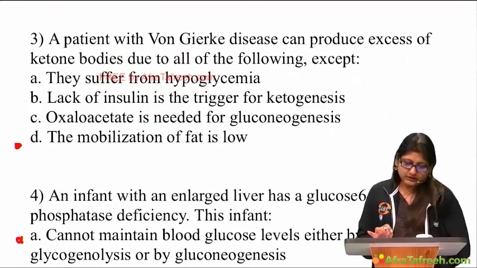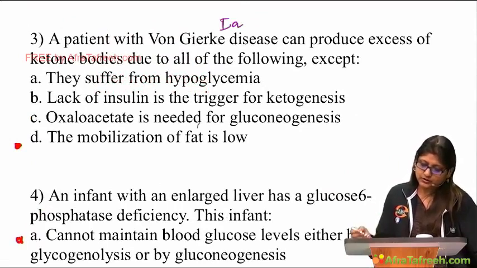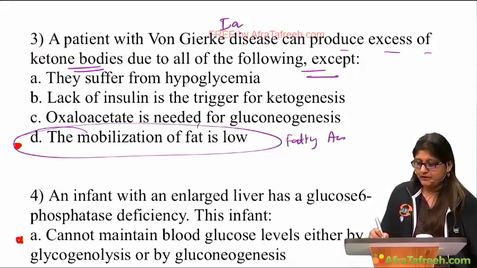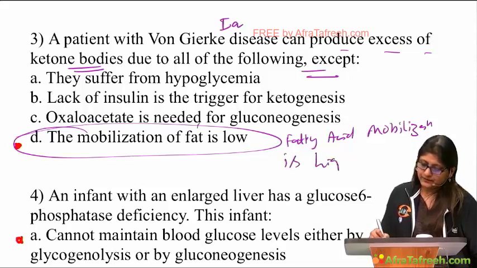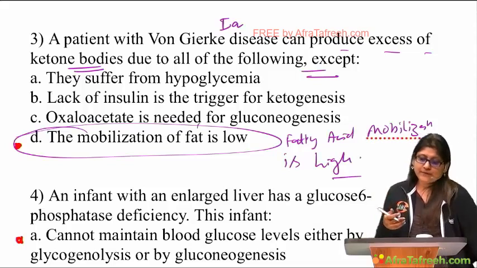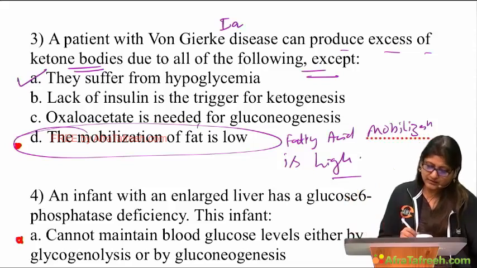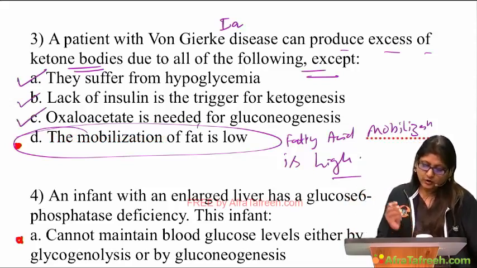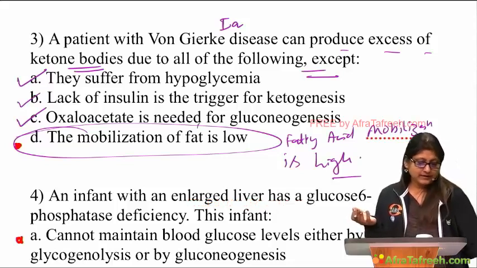Now coming to the third question. A patient with von Gierke disease, that is type 1A glycogen storage disorder, can produce excess ketone bodies due to all except. See, fatty acid mobilization from adipose cell is actually high, and that is only going for ketone body production. So what is wrong in this is option D. All others are correct because the baby will have hypoglycemia. Lack of insulin is the trigger for mobilization of fatty acid and ketogenesis. Oxaloacetate needed for gluconeogenesis. All are correct. All right. Very good.